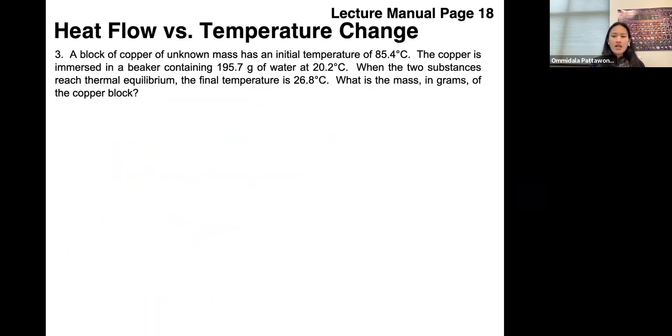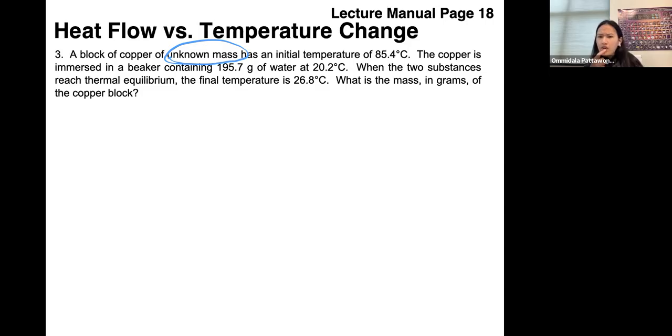All right, so let's take a look at how to use that in an example calculation problem. We have a block of copper of an unknown mass, so we don't know the mass, and this copper has an initial temperature of 85.4 degrees Celsius. The copper is immersed in a beaker containing 195.7 grams of water at 22 degrees Celsius.